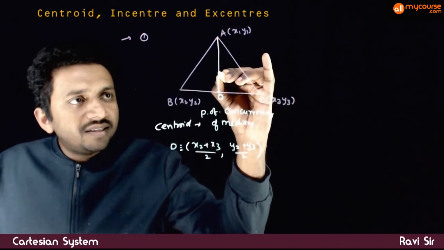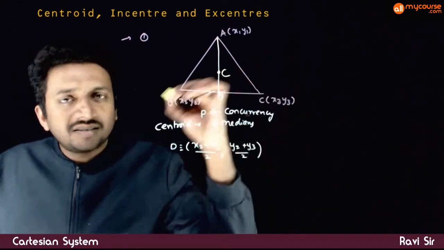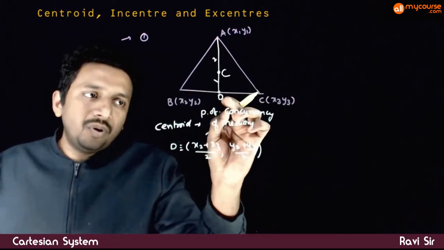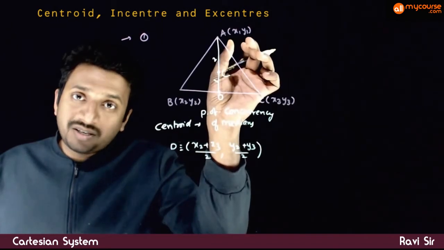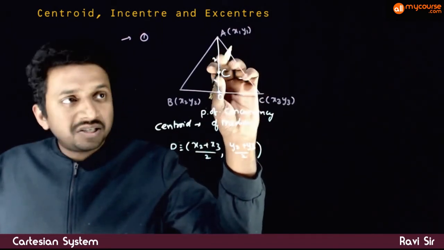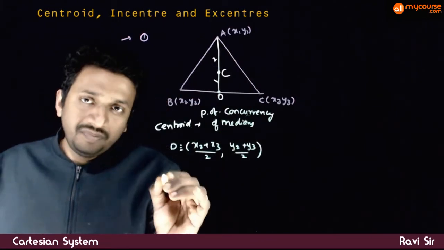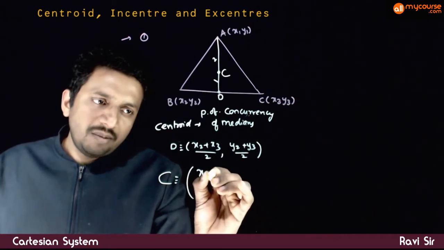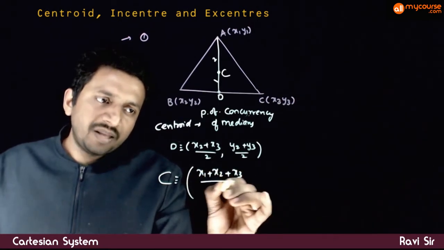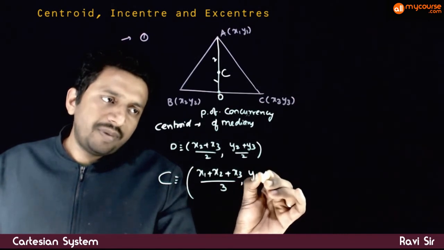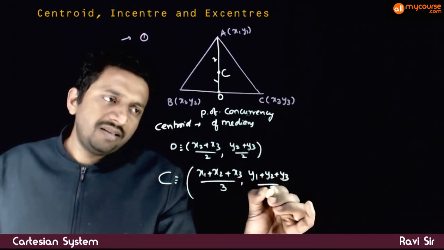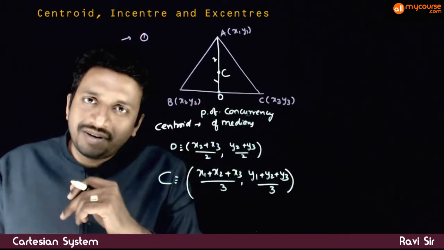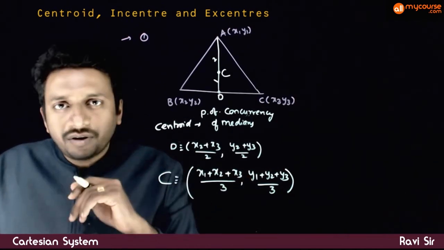Now we know that the centroid divides the median in the ratio 2:1. Now you know the coordinates of point D, you know the point A, you know the ratio in which the centroid divides AD. So if you apply the section formula, you get centroid is equal to x1 plus x2 plus x3 by 3, y1 plus y2 plus y3 by 3. That is the average of x coordinates, the average of y coordinates. So that will be the coordinates of centroid.